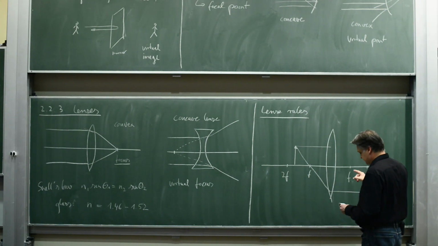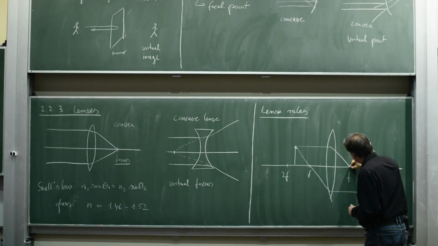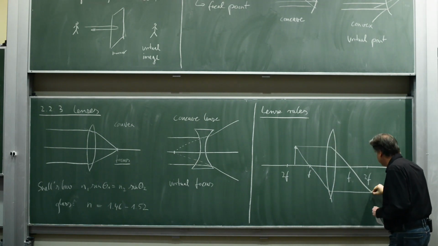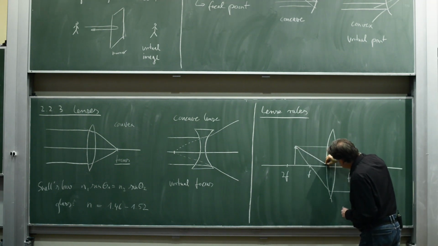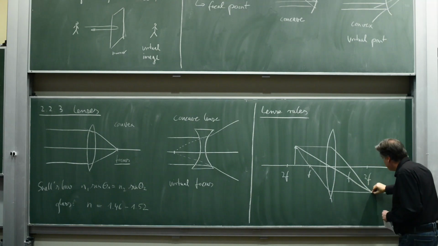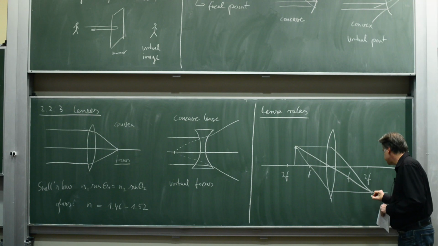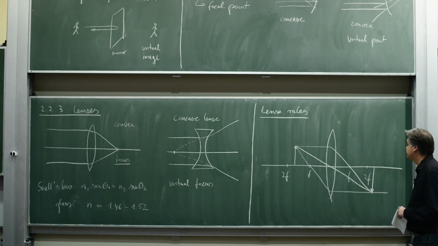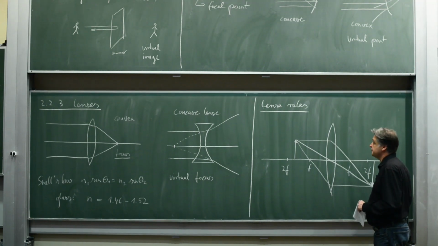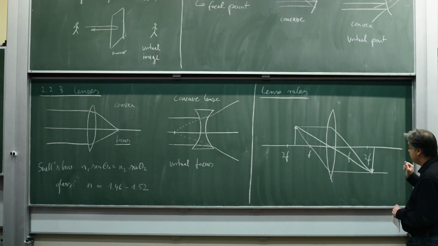And here, this one gets through the focal point here, and we can add a third line through the center of the lens. All the three will match on the other side, and you'll get a second object, a virtual image, on the other side. Now let's have a look.